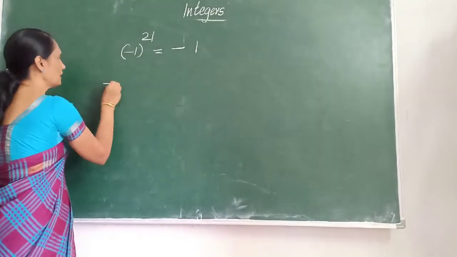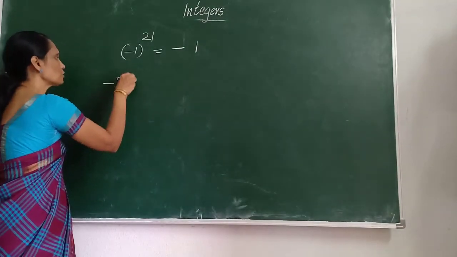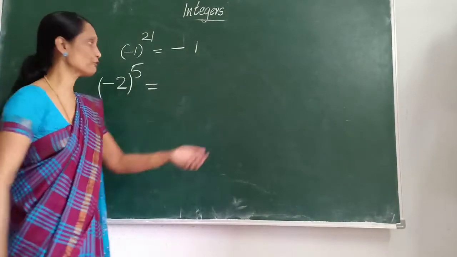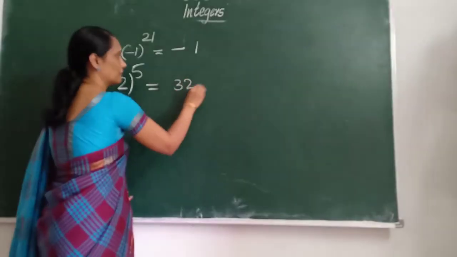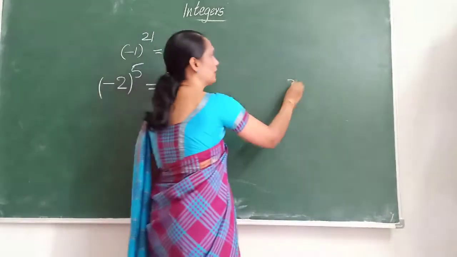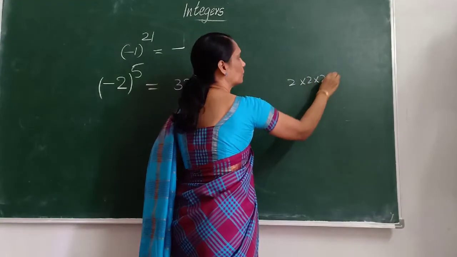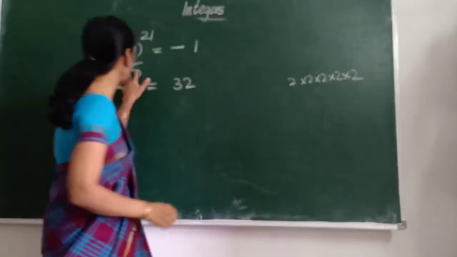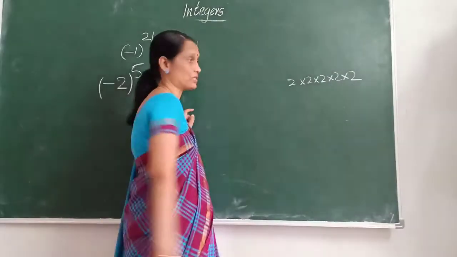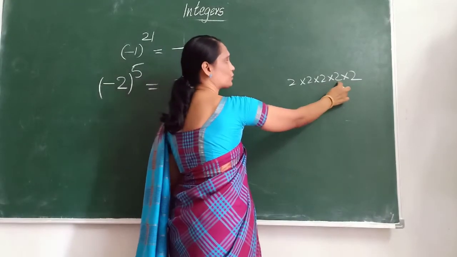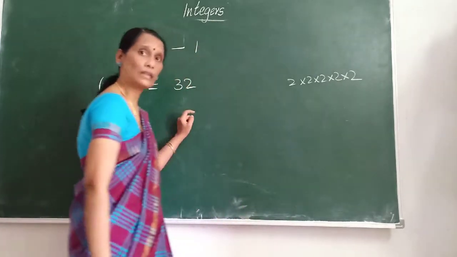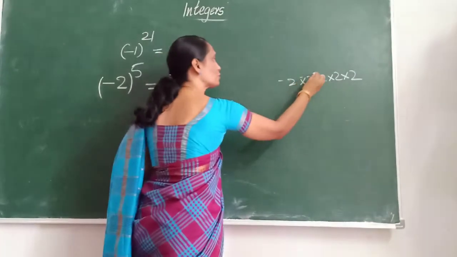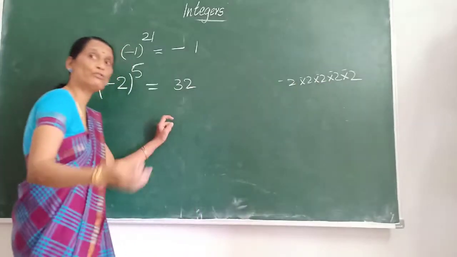Okay, can you say the answer for minus 2 power 5? We know that 2 power 5 is equal to 32, right? 2 power 5 means what? 2 into 2 into 2 into 2 into 2. 2 power 5 means 2 multiplied 5 times. 2 2s are 4, 4 2s are 8, 8 2s are 16, 16 2s are 32. But we are multiplying minus 2, right?